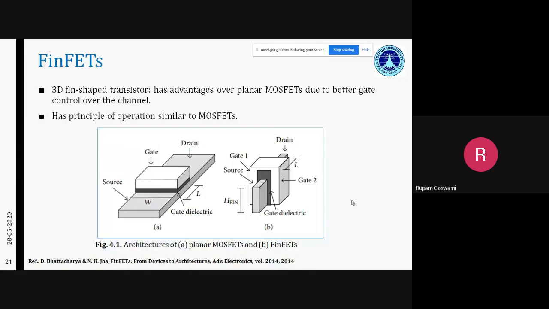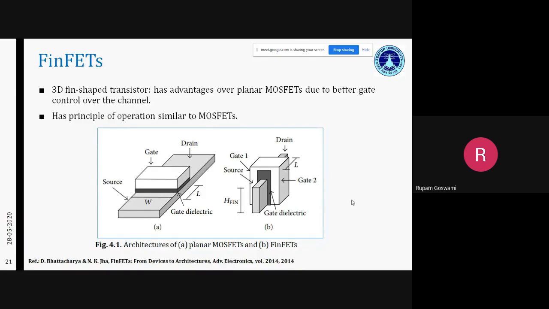So the advantage here is, remember what we discussed a few minutes earlier, that in short channel MOSFETs, the control of the drain increases over the channel, as a result of which we have higher leakage current, lower threshold voltages and all the degradation in performance for MOSFETs. But whenever we are translating the entire channel into a fin-shaped structure, the gate can have a very better control over the carriers in the channel, as a result of which you are now able to control the leakage current.